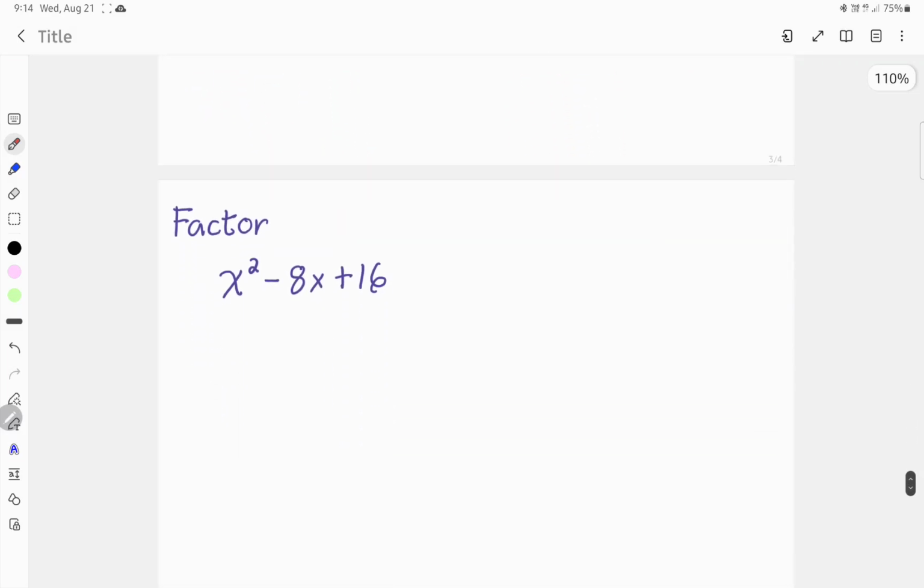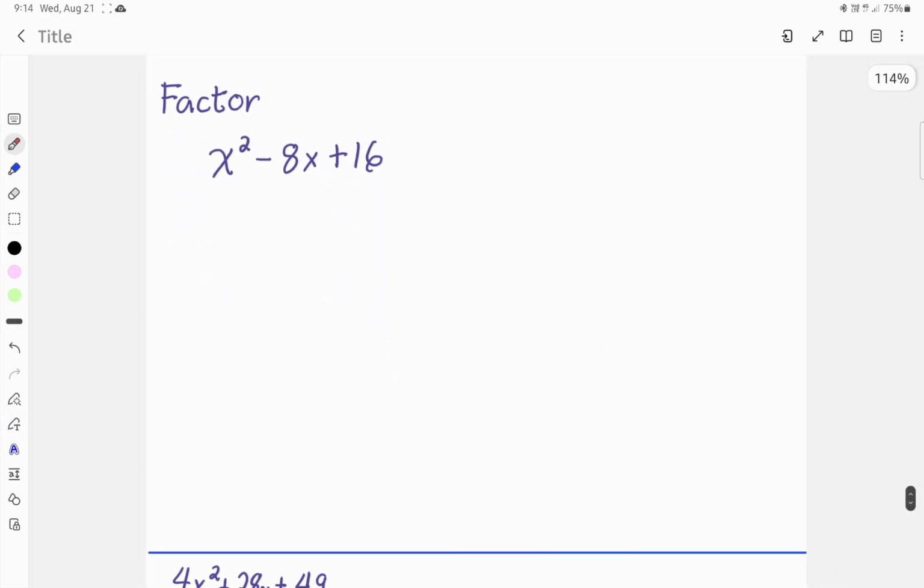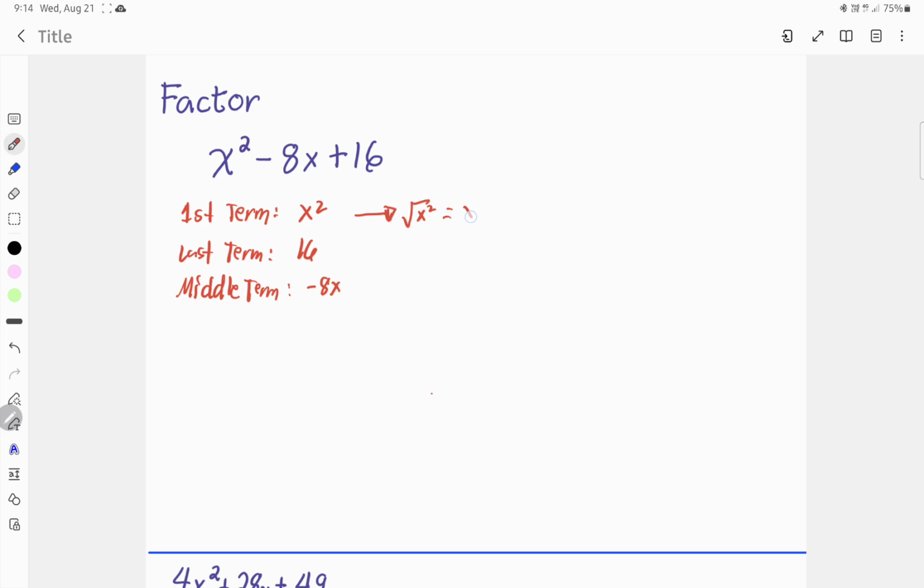Okay, let's have another example. First thing you need to do is test if it's a PST. So once again, check your first term, which is x squared. Last term, which is 16. And then the middle term, testing rather, which is negative 8x. The square root of x squared is x, so it's a perfect square. Next, square root of 16, that will be 4, correct.